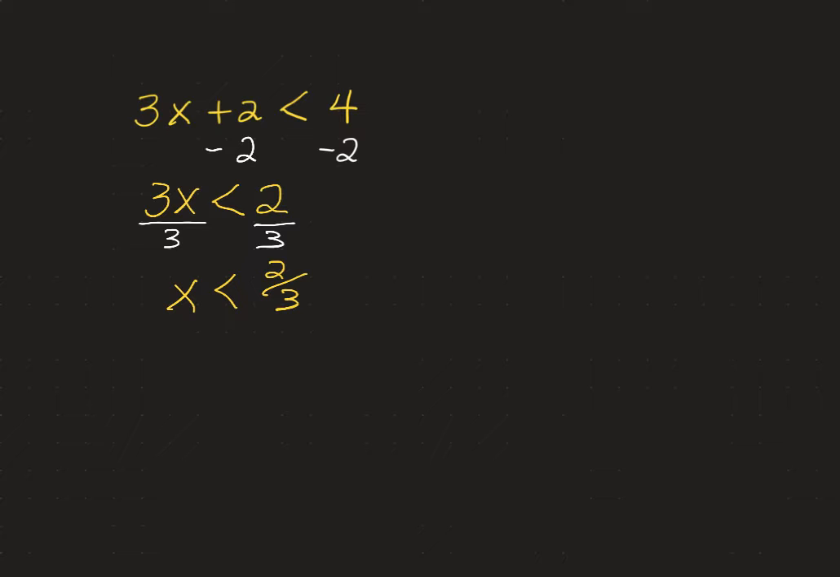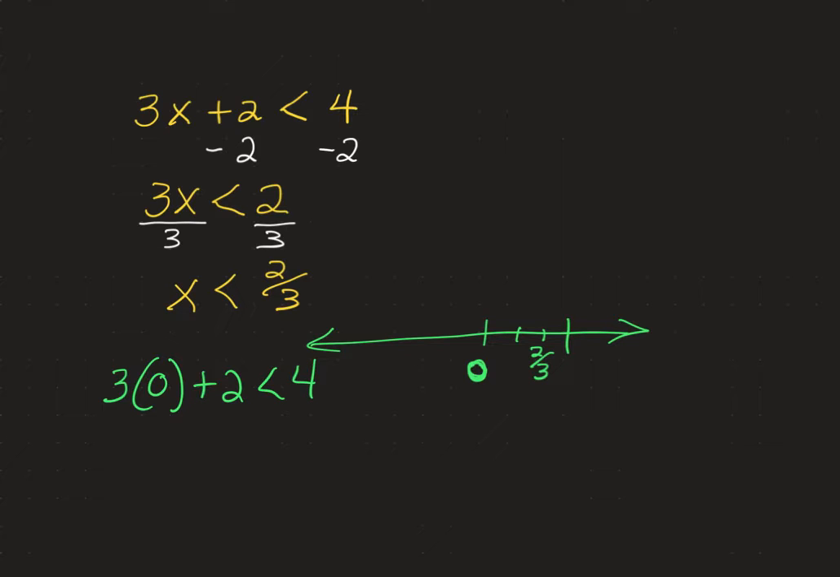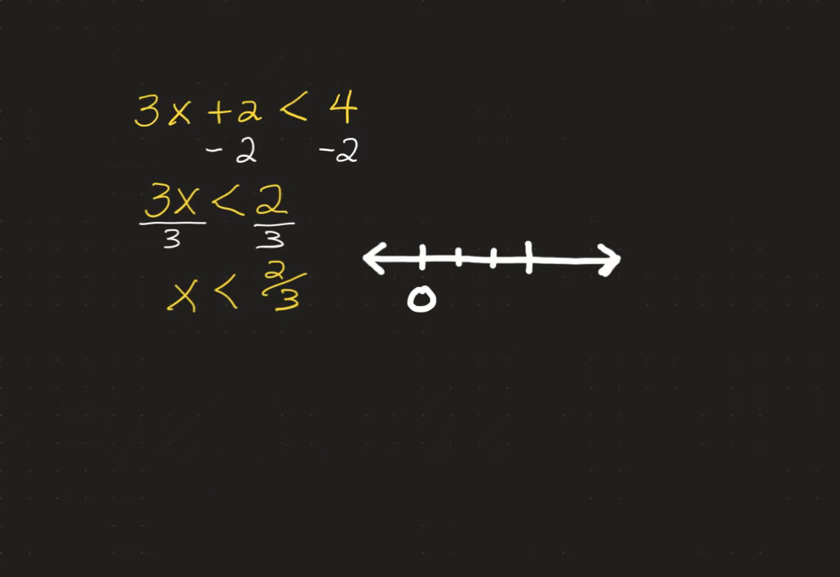Well, let's see. On a number line, what is something that's less than 2/3? If that's 2/3, something less than that, well, I could choose 1/3. I could choose 1/100th, but boy, 0 is really handy there. So let me choose the value 0 because it is less than 2/3. And let me check my inequality if I put in 0. 3 times 0 is 0. Add 2 to that, and that is less than 4. My check works.